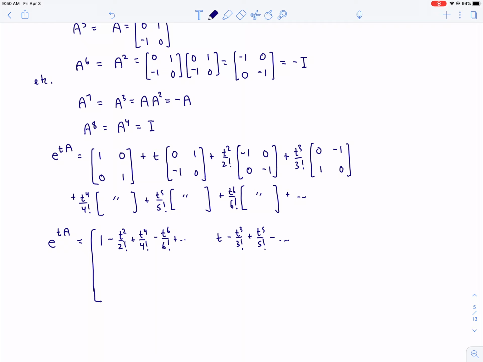In the 2,1 entry, it is a minus t plus a t cubed over 3 factorial minus the t to the fifth over 5 factorial, and so on. And in the 2,2 entry, you're seeing the pattern. I hope you get a 1 minus t squared over 2 factorial plus t to the fourth over 4 factorial. You're going to get the same thing as you got in the 1,1 entry.